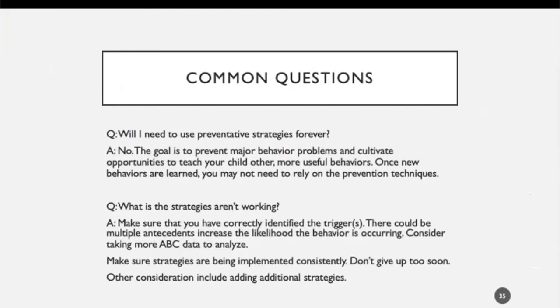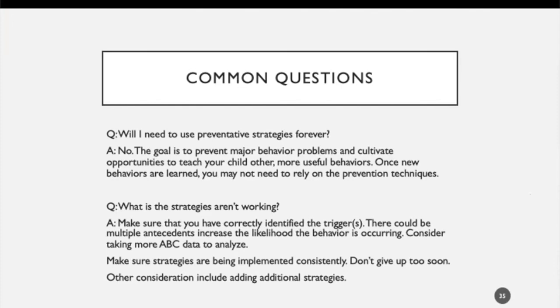And we'll just talk about some quick common questions. So parents often ask, will I need to use these prevention strategies forever? And the answer is no, right? So the goal is to prevent the major problem behaviors from happening, from being able to have the opportunities. And then once new behaviors are learned, then we can start to rely less on these prevention strategies.